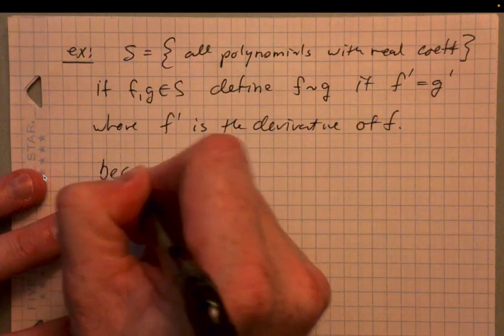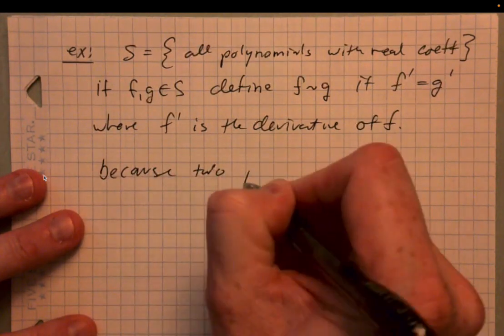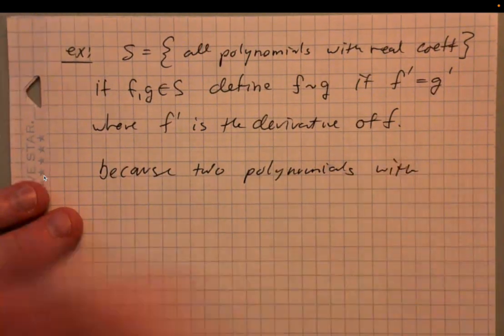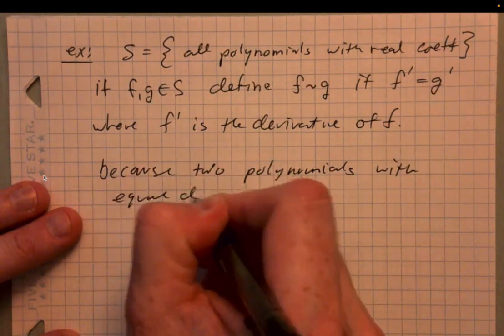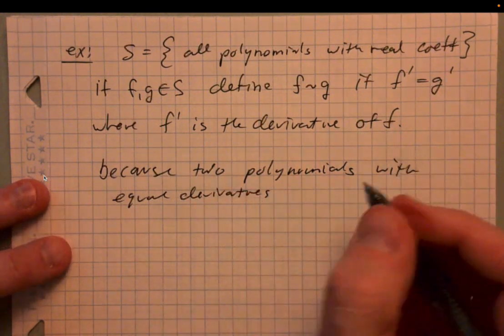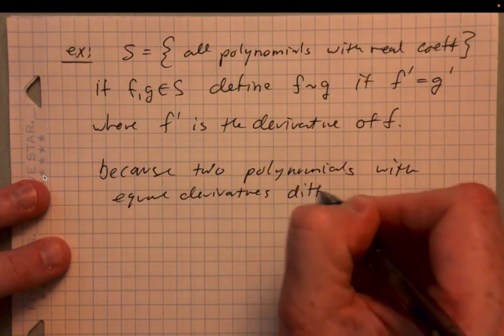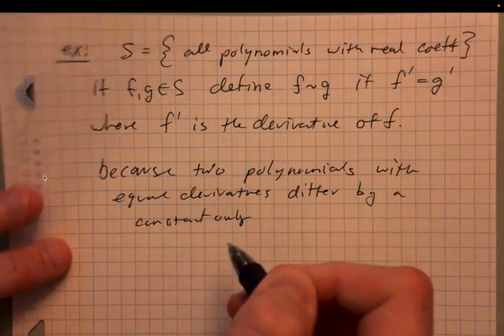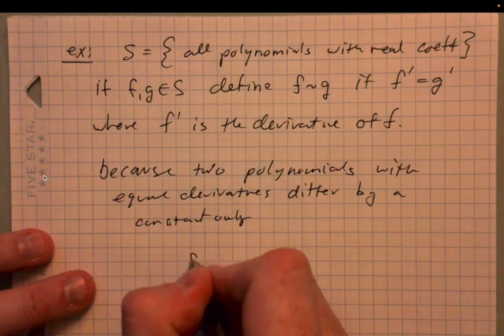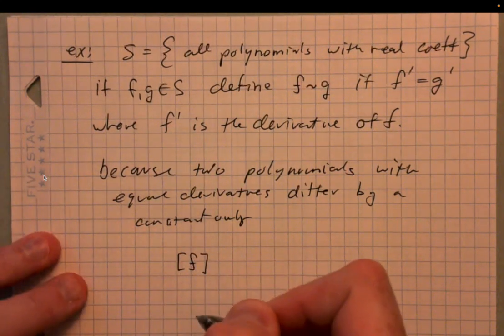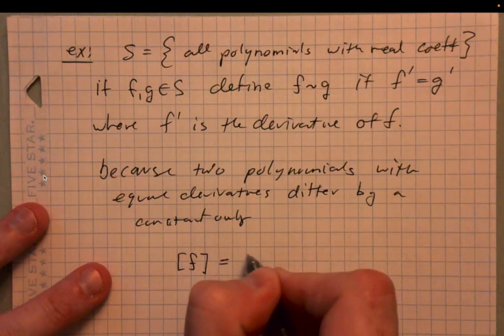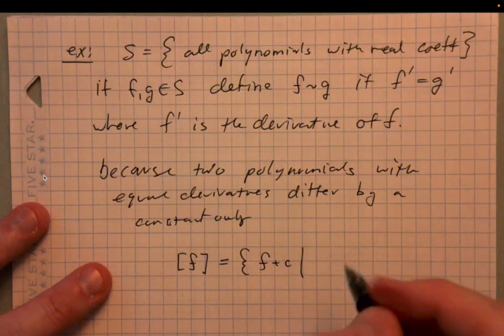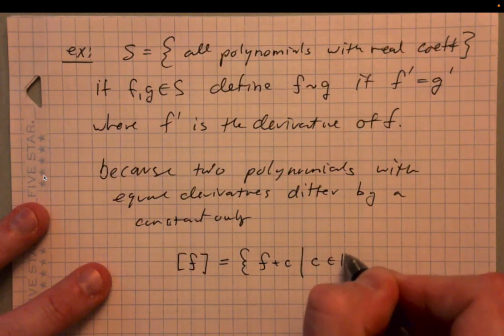So because two polynomials with equal derivatives differ by a constant only, right? We can say that the equivalence class given a particular f is just going to be equal to the set of all f plus c, right? Where c is some real number, basically.